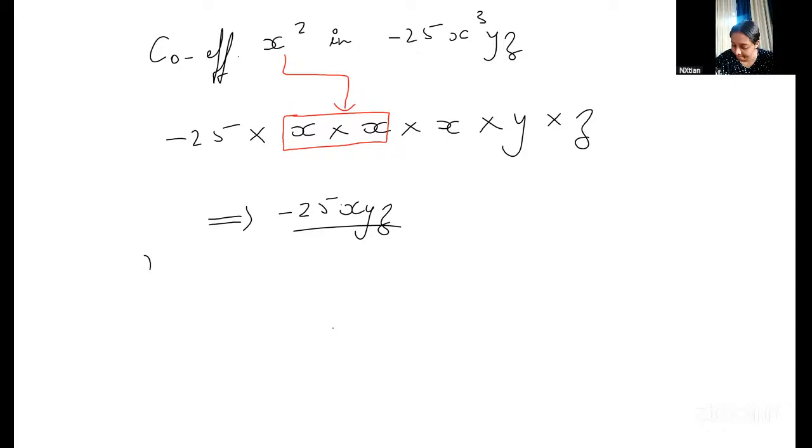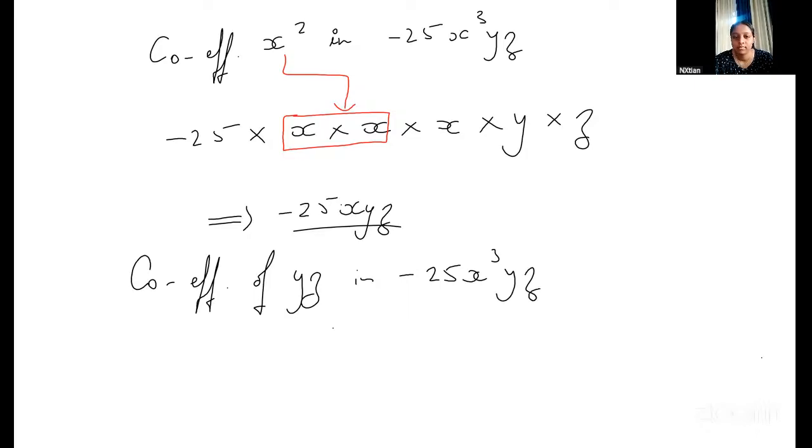Coefficient of yz in minus 25 x cube yz. What will be the coefficient? Minus 25 x cube. Minus 25 x cube. Why? Because we remove the yz, and the answer becomes minus 25 x cube. Very good. Okay.